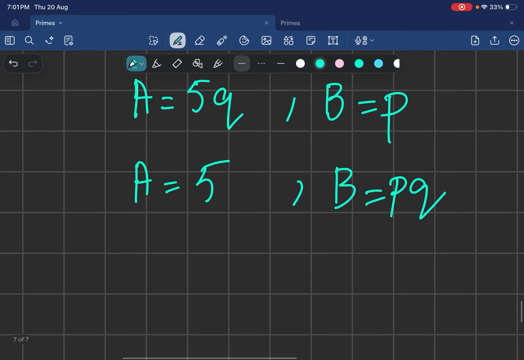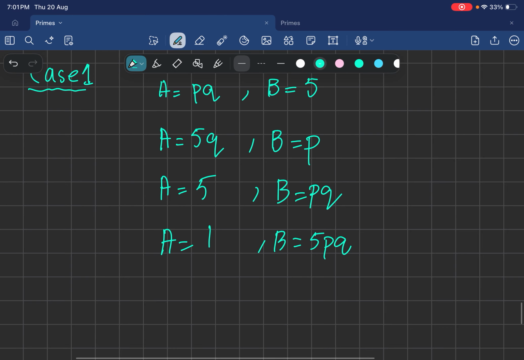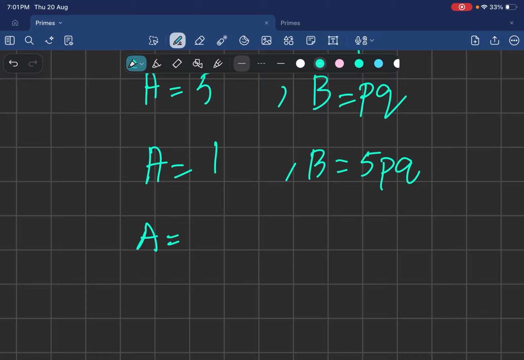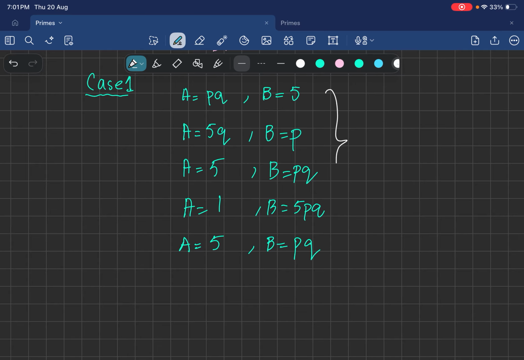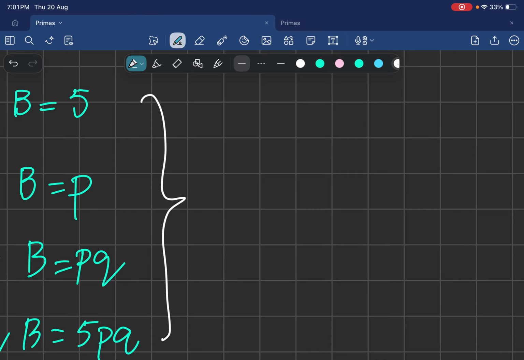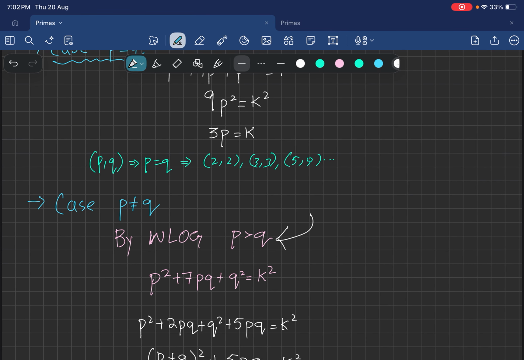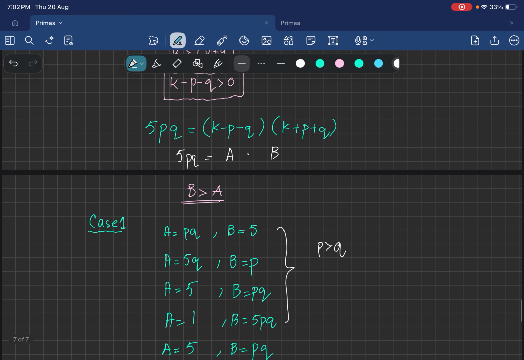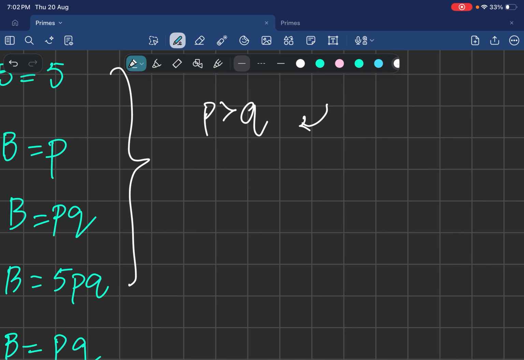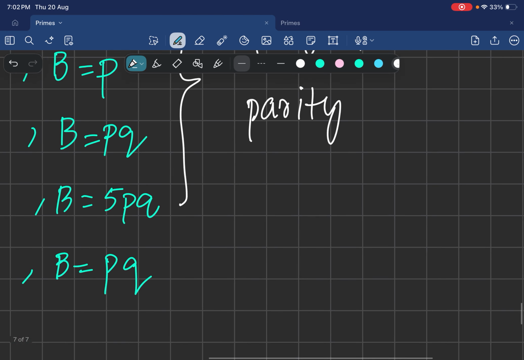b is equal to pq, or I can do a is equal to 1 and b is equal to 5pq, and there can be so many other cases. Or a is equal to 5 and b is equal to pq. I want you to try out all these 4 cases by yourself. You will see that these cases will fail either because p will not be greater than q, which we assumed earlier, don't forget this, or it will fail the parity.